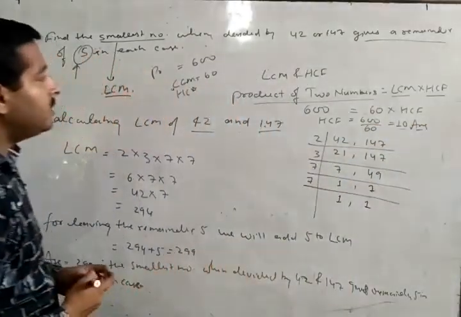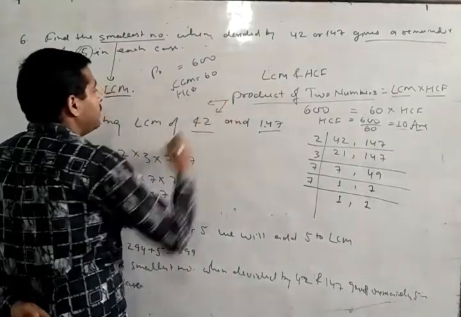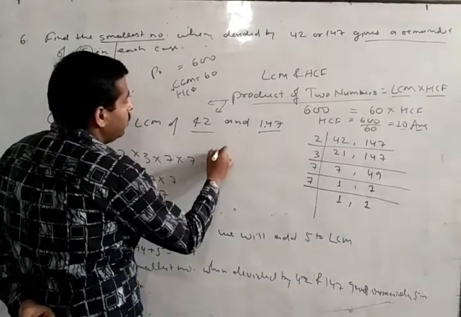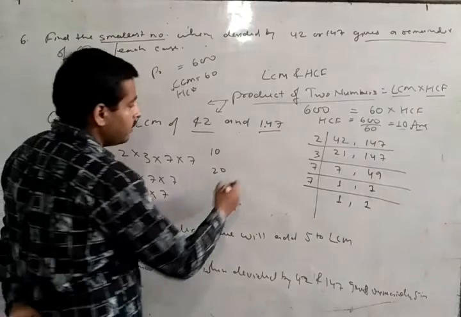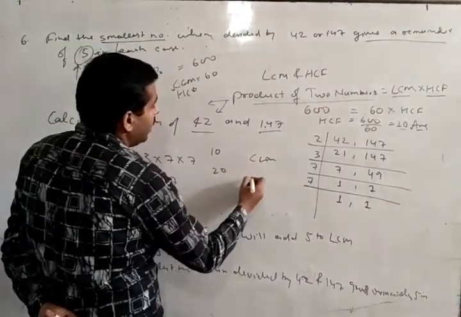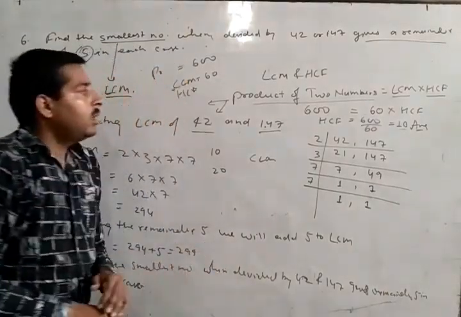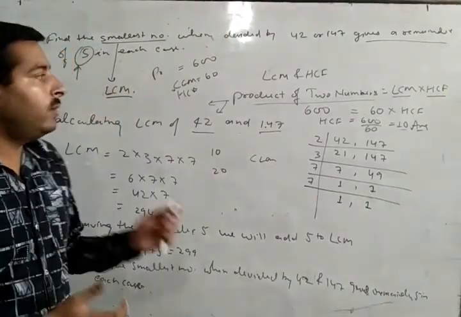In some cases, you will be given two numbers, like 10 and 20 as two numbers, and it will ask you to calculate the LCM and HCF or something like that. You have to use this formula and you will get your correct answer.